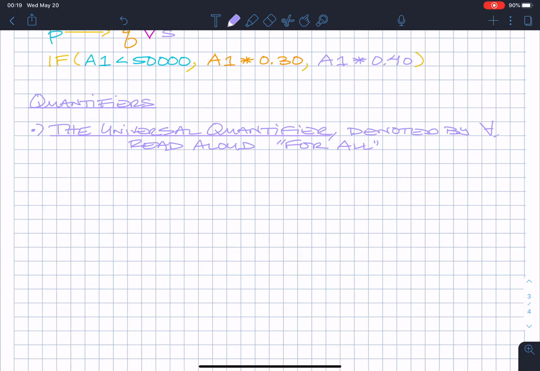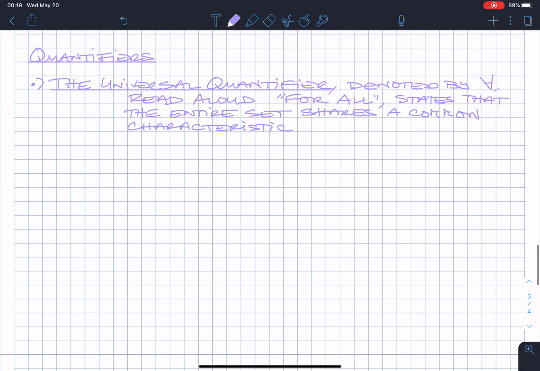And this states that the entire set, the universe of what we're dealing with, shares a common characteristic. Okay, so that's the universal quantifier.